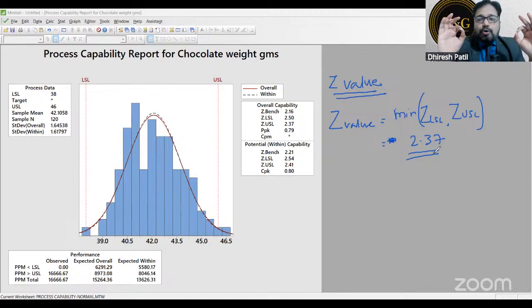The Z is the process capability number. When I say 6 sigma, that 6 number is that Z number. Clear? When I say my process is a 6 sigma process, that number 6 is a Z number. Okay, very good. Now let's see what is the second way of looking at it.